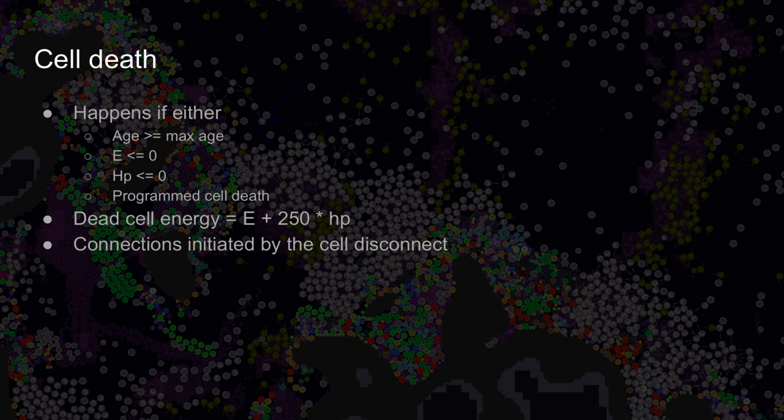After death, the cell becomes a dead cell particle, where the energy stored will be the remaining energy of the cell and its remaining hit points multiplied by 2050. All connections initiated by the cells disconnect.